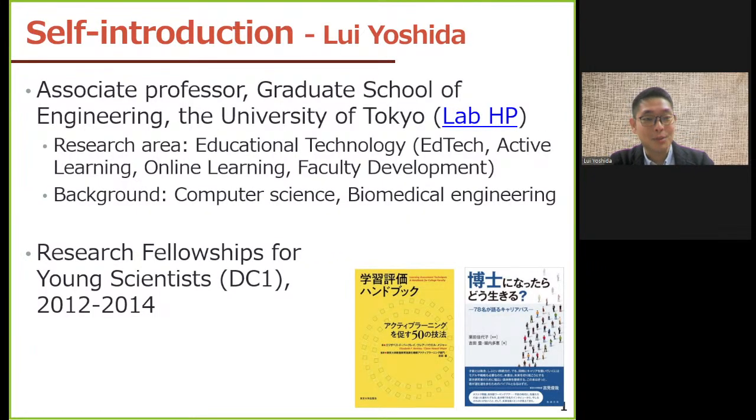This is my slide for self-introduction. I'm Yoshida, an associate professor at the University of Tokyo. I was a research fellow for Young Scientists, DC1, from 2012 to 2014. When I wrote a proposal to Gakushin, I didn't have much information about Gakushin, so I wanted to give some information to the applicants.